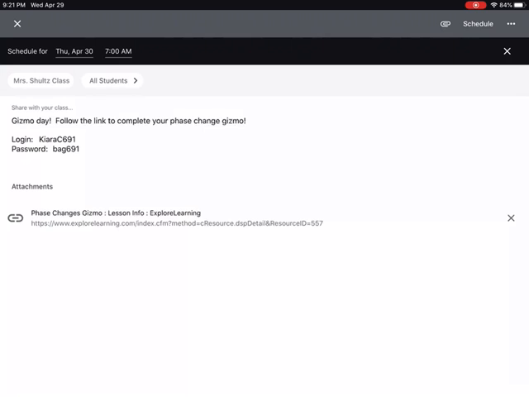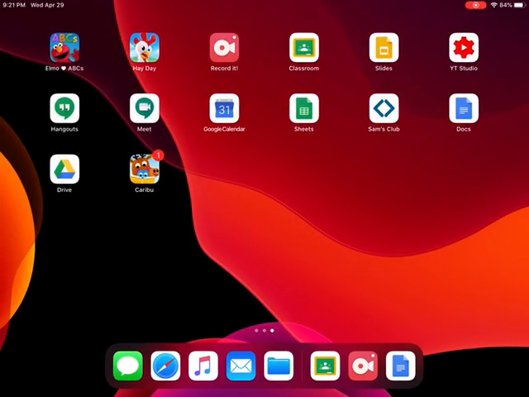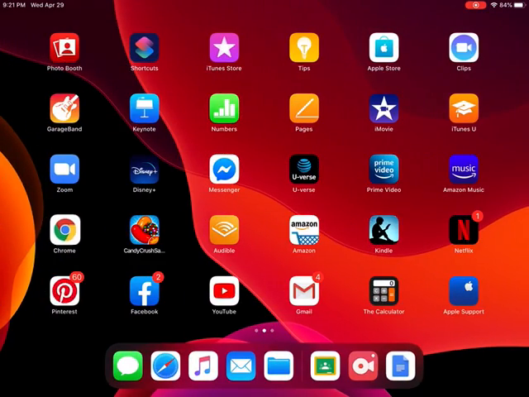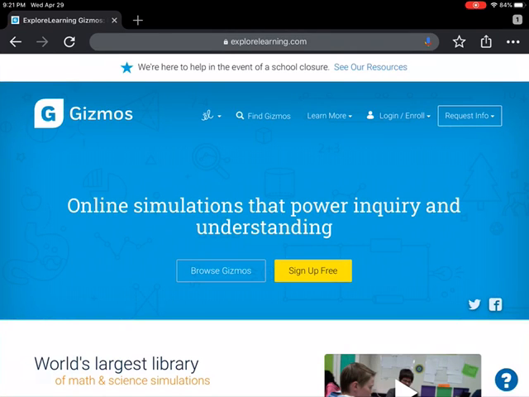You're going to follow the link, and the Gizmo is called Phase Changes. Since this is a scheduled announcement, it doesn't let me open links, so I'm going to do this through Google Chrome. You would click on the link. I am going to go to Chrome, and I have Gizmo open.